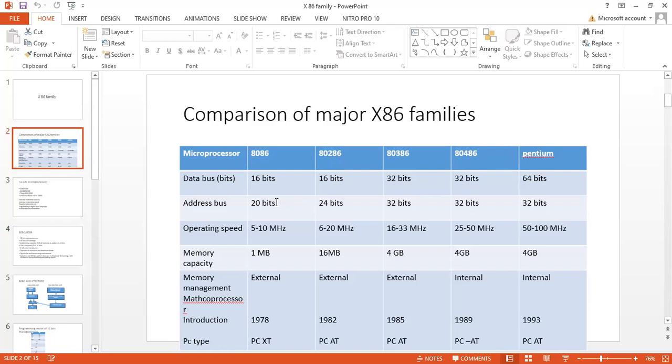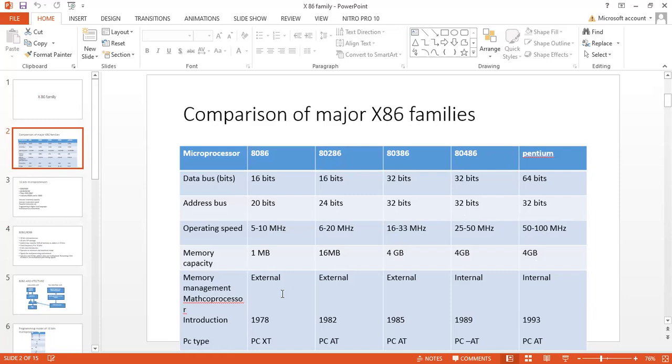Address bus is 20 bits here. Here it is 24 bits. Rest of the 3 processors, 32-bit. So 2 raised to 20, that is 1 MB memory it can access. 2 raised to 24, that is 16 MB memory, and 2 raised to 32, that is 4 GB memory they can access. Operating speed increases. For Pentium, it is up to 100 megahertz.